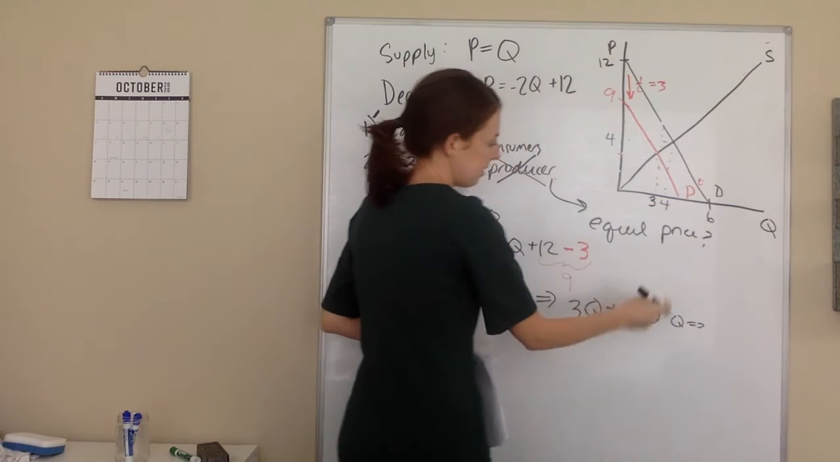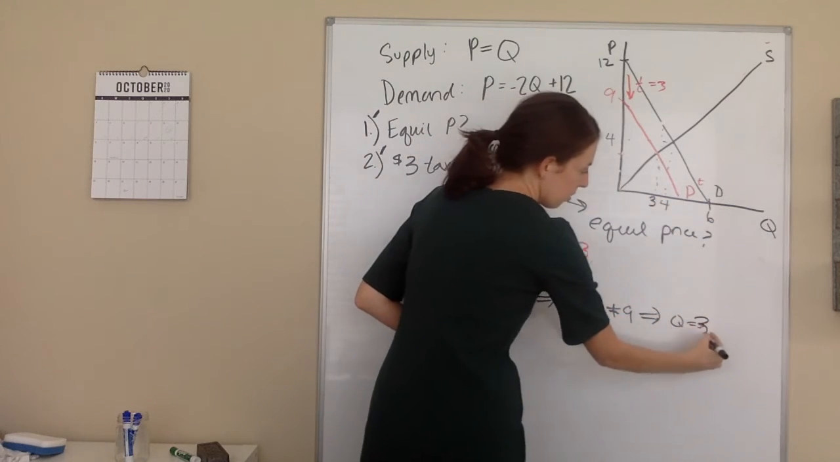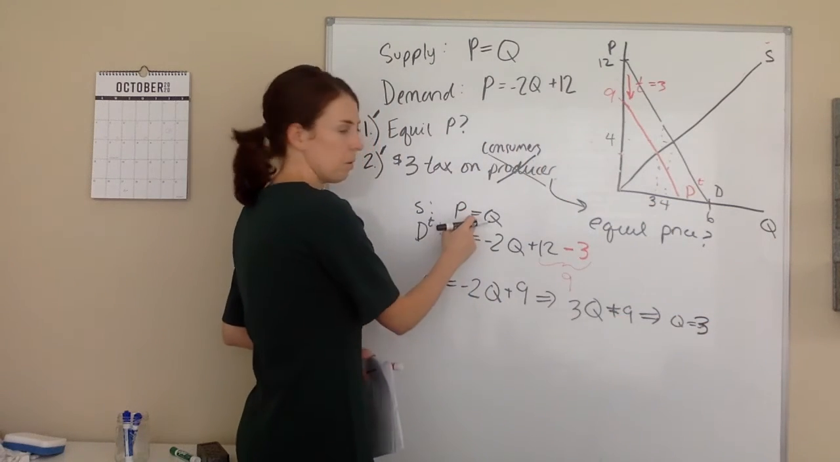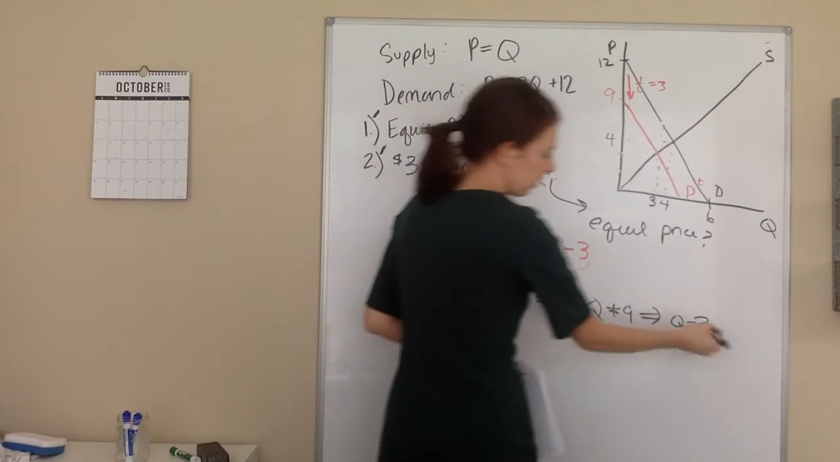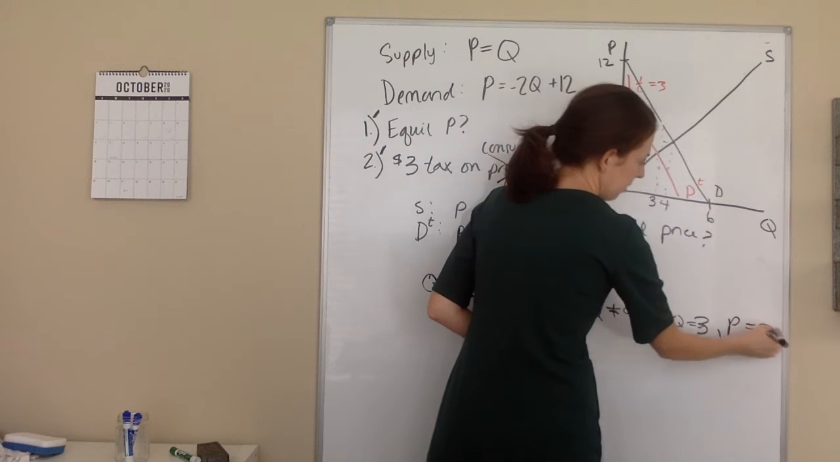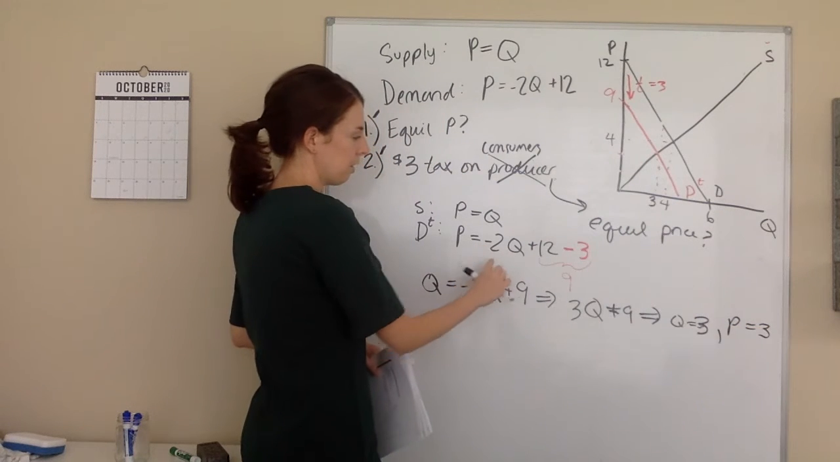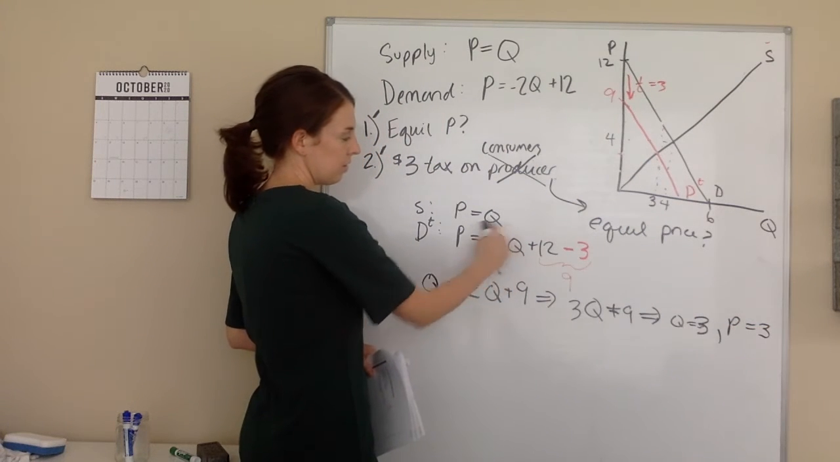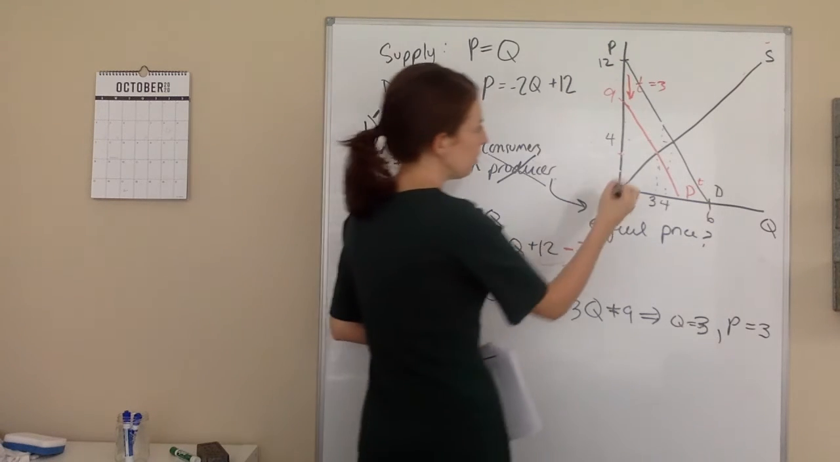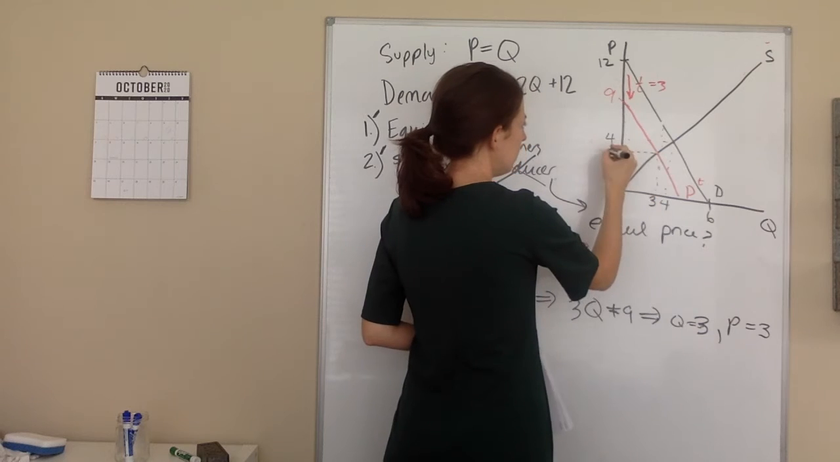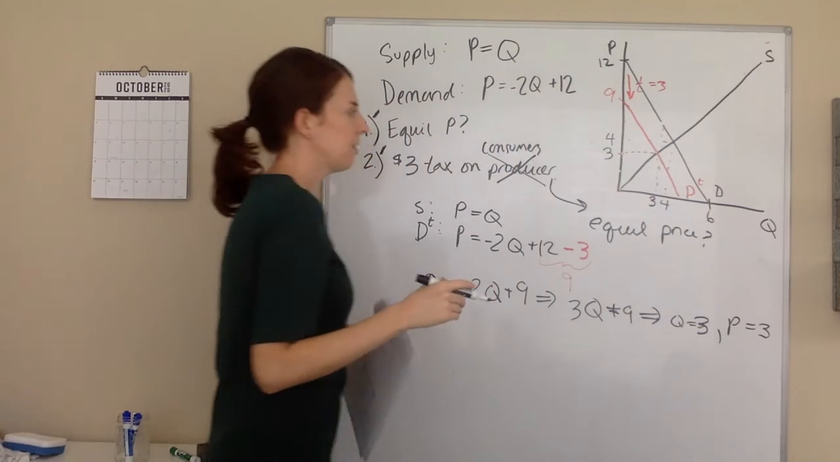So you got that. Then again, you can take this 3 and plug it into either one of these equations and it will give you the price. If you plug a 3 in here, that tells you the price is 3. Alternatively, you could plug a 3 in here. This will give you negative 6 plus 9, which again is 3. So this is going to be the new equilibrium price under the tax.